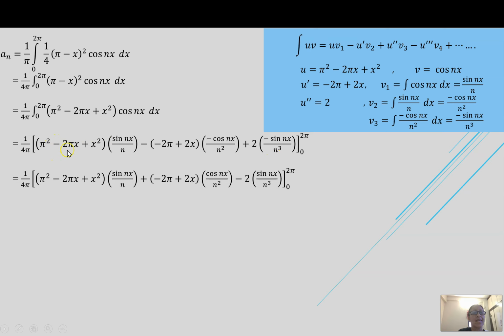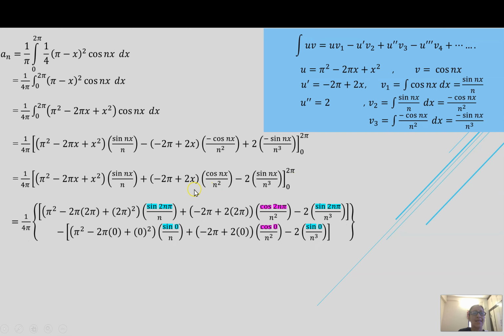Here (π² − 2πx + x²) into sin nx by n, here plus, here minus cos nx. So this negative sign and this negative sign, the product of these two negative signs gives a positive sign. So here we get plus (−2π + 2x) into cos nx by n², here plus into −2 into sin nx by n³, under the limits 0 to 2π. Now let us apply these limits.